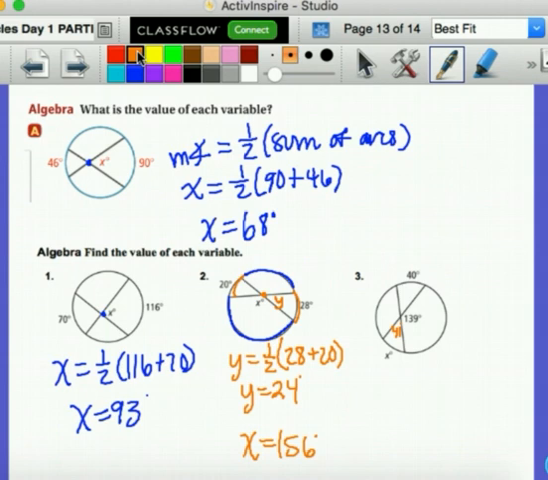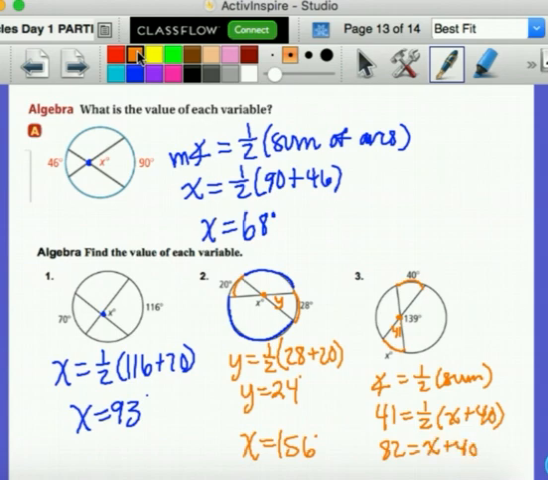So remember, our formula is the angle equals half the sum of the arcs if our vertex is inside the circle. Since it is, 41 should equal half the sum of the two arcs, X and 40. To get rid of that 1/2, I'm going to multiply by 2 on both sides, so that 82 equals X plus 40, which means X is 42.